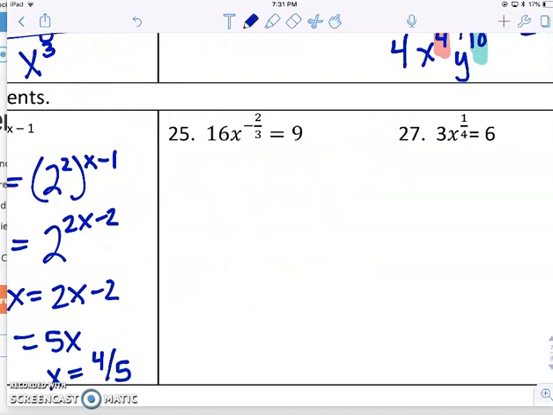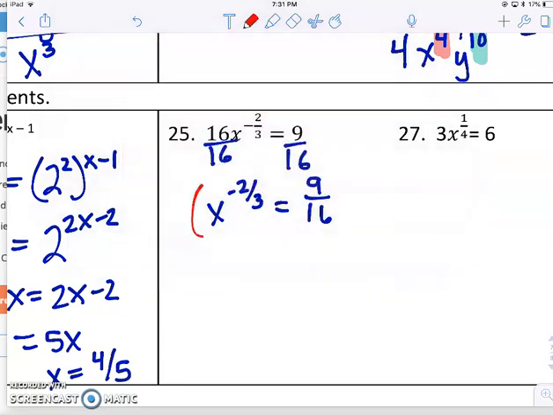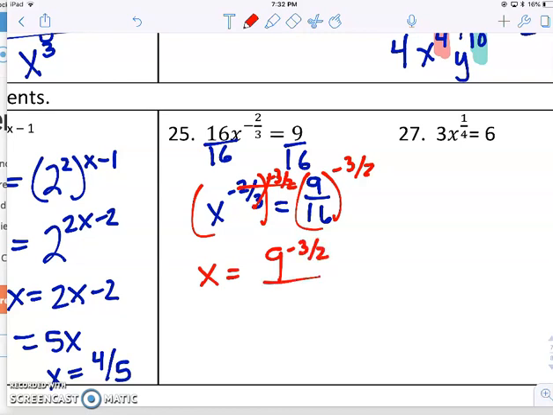So the next one, first thing we got to do, divide each side by 16. We got to get the base by itself. So x to the negative 2/3 equals 9 over 16. And now we raise it to the reciprocal power. So now on this side, we just have x equals, I'm going to distribute that, negative 3 over 2, 16 to the negative 3 over 2.